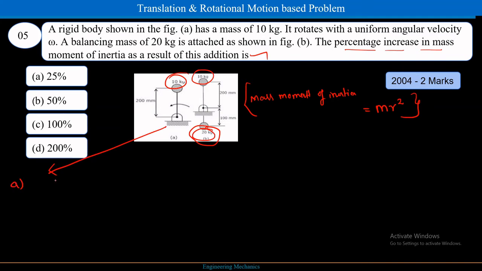For this, what is the mass moment of inertia? I am taking I1 or IA for this diagram. Since it is represented as A, I am taking it as IA. My mass is 10 here, and my radius is 200 mm. It is 0.2 meter. So the answer is 2, IA which is equal to 2.